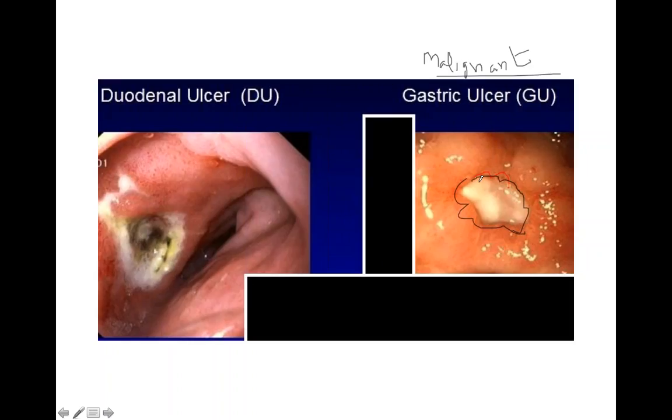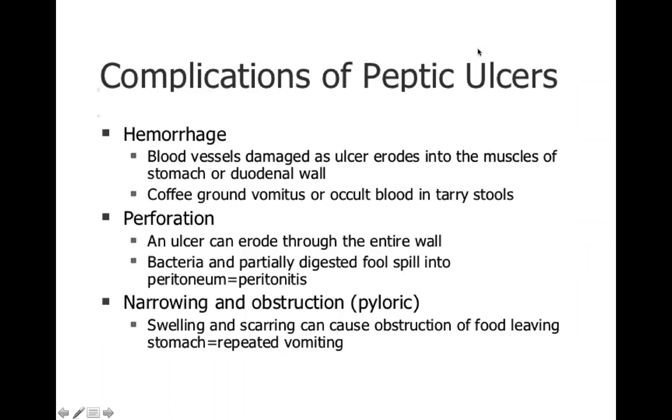So gastric ulcer will have irregular margins, and the patient can have various complications of these ulcers. There can be hemorrhage. Most common complication of ulcer is hemorrhage. So the patient can have hematemesis or melena or hematochezia even. Or it can lead to perforation or penetration or even obstruction.